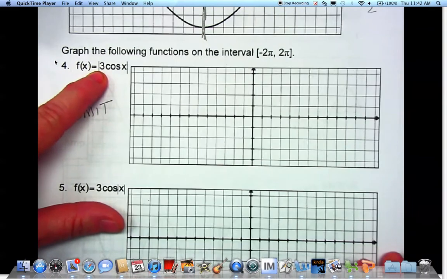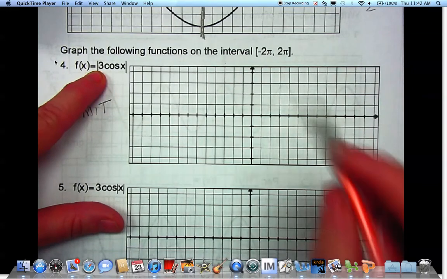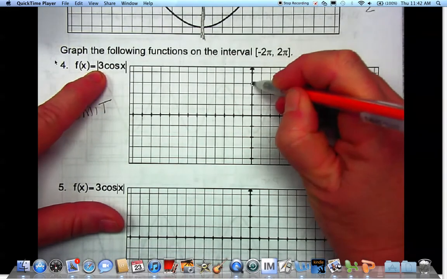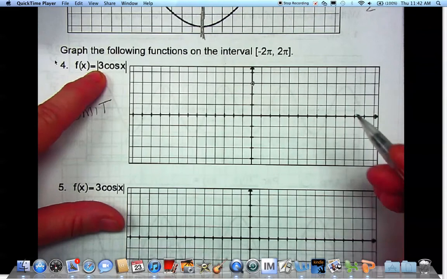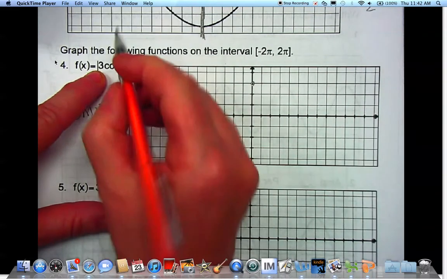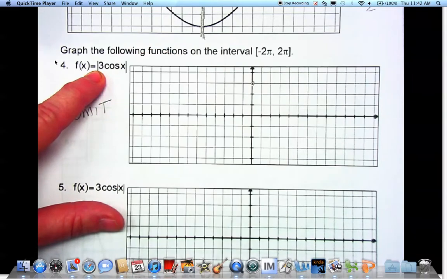How would you graph that? Instead of going up and down, it would do that on top of it, right? Where do you start? At 3. And then right as it's about to go down, you flip it up. What's the period? 2 pi. Because b is 1, so it's 2 pi divided by 1, which is 2 pi.